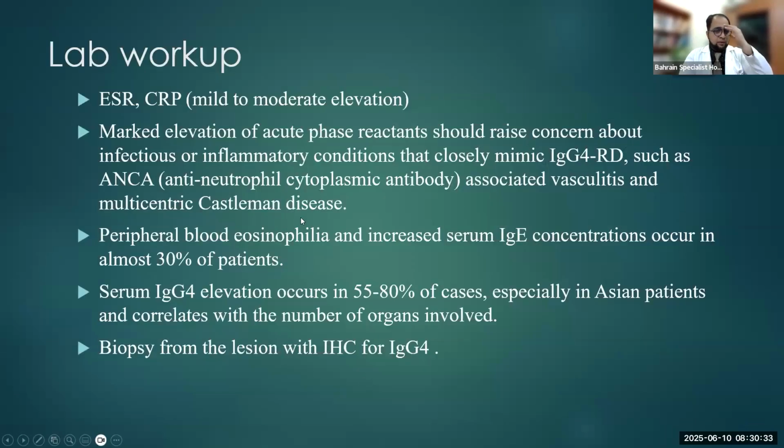So what should be the lab workup when we are suspecting a case of IgG4? Initially, we have to go with ESR and CRP. They will be mild to moderately elevated. If they are drastically elevated, then we should rule out other causes like vasculitis. And we should do the anti-neutrophil cytoplasmic antibody and other vasculitis markers, so that we rule out vasculitis and multicentric Castleman disease.